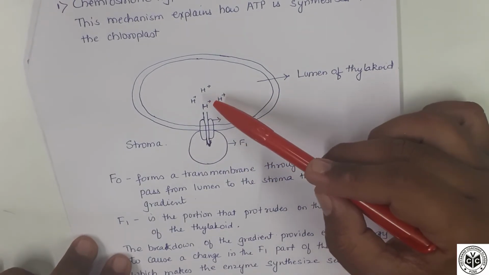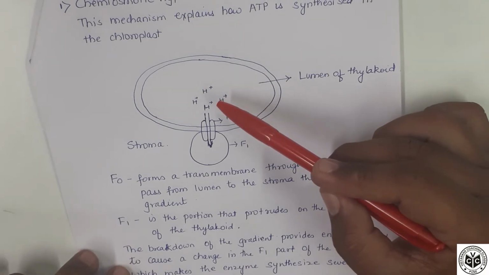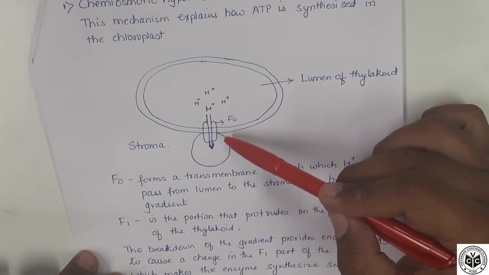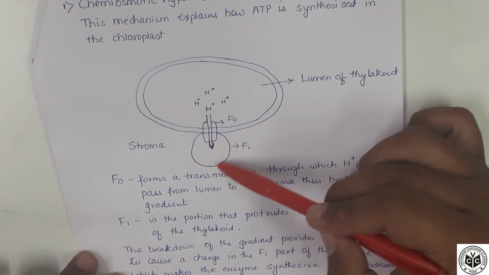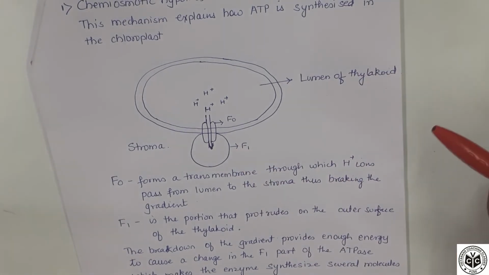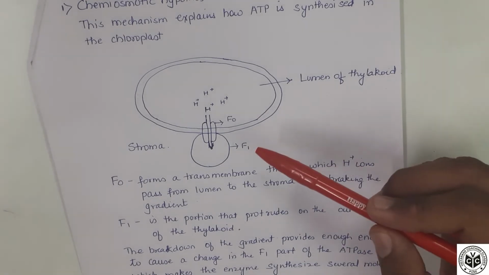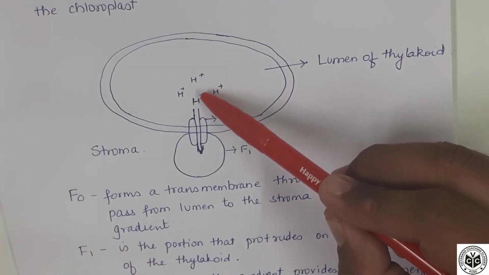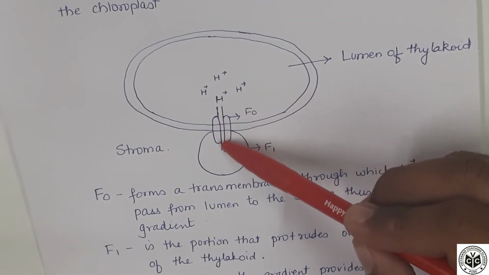Now the breakdown of the gradient provides enough energy to cause a change in the F1 part of the ATPase, which makes the enzyme synthesize several molecules of ATP. Now this is how ATP molecules are synthesized, and the energy for the synthesis of ATP is acquired by breaking of the concentration gradient.